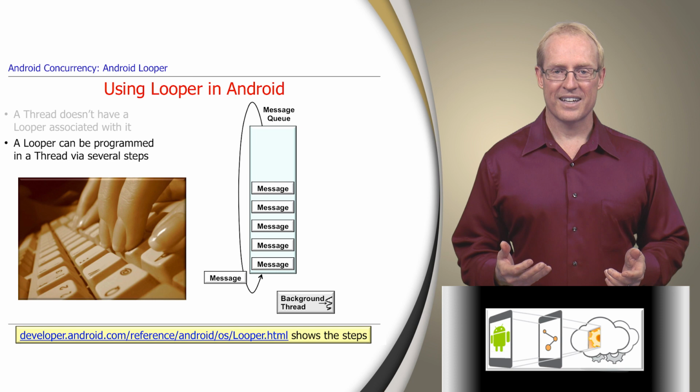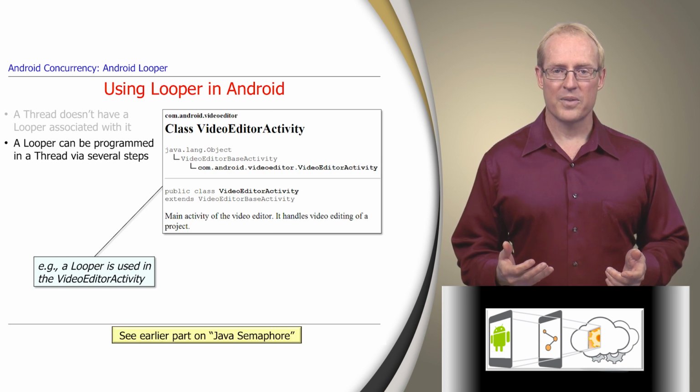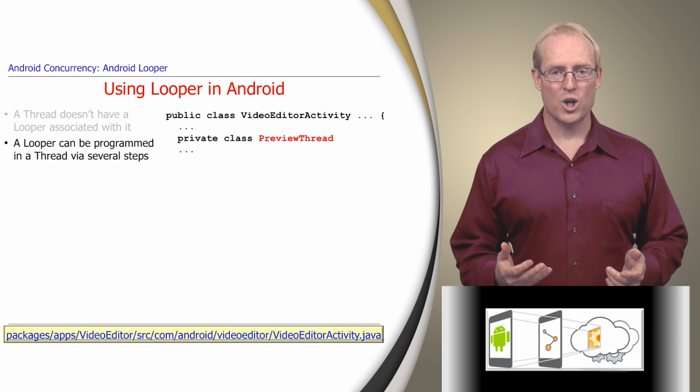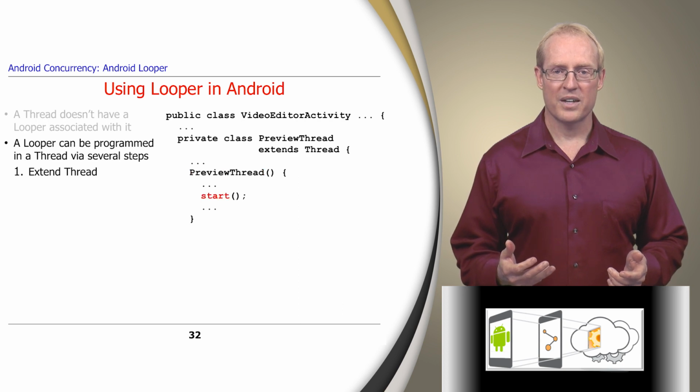For example, a canonical looper use case appears in the video editor activity covered earlier in the Java semaphore video. This activity contains a private class called PreviewThread, shown at this path name. The first step in making PreviewThread a looper is to extend the Java Thread class. The constructor of PreviewThread then starts itself to preview videos in the background.